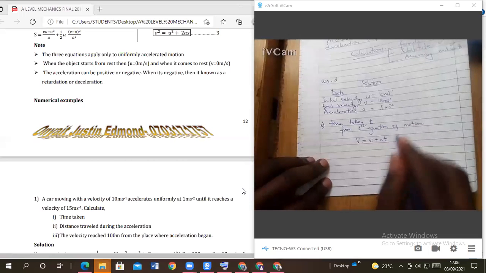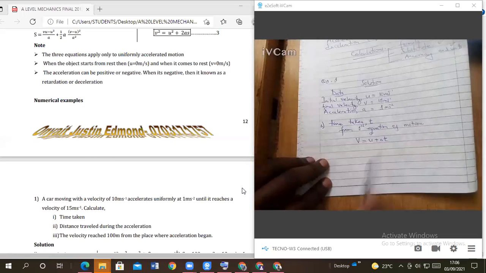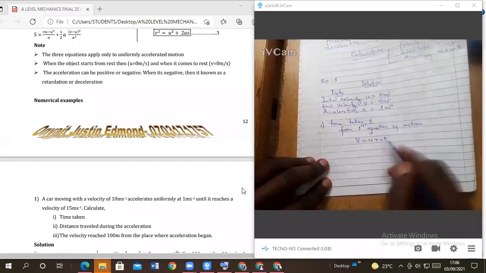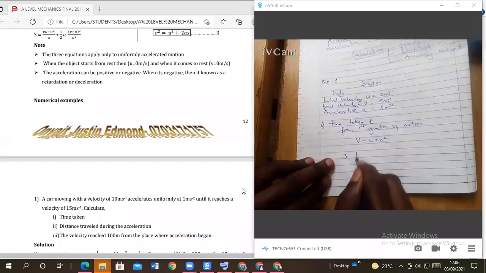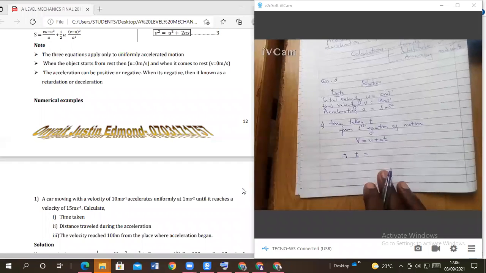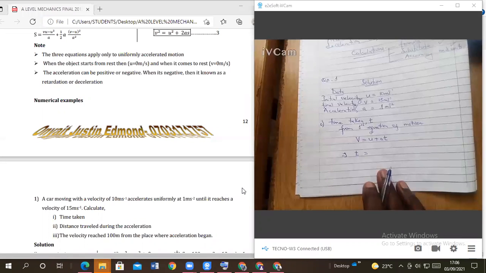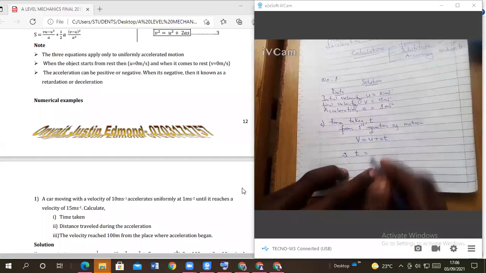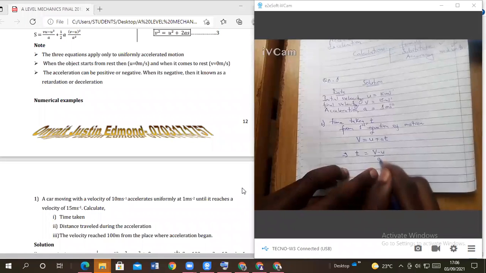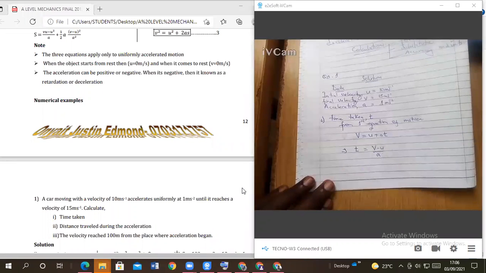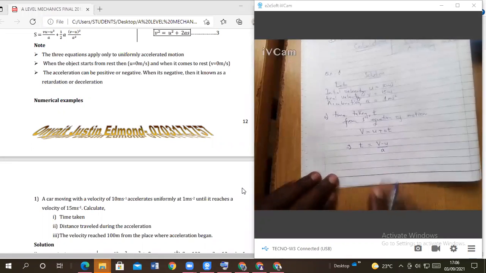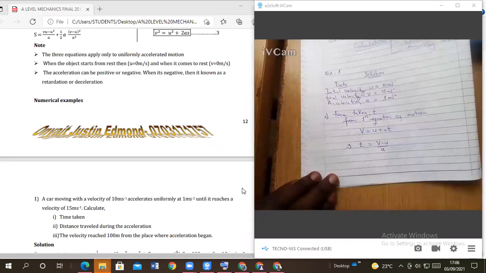Before even substituting, make sure that what you want is the subject of that equation. We are looking for time t. So can you make t the subject first before substituting anything to avoid errors? To avoid what? Errors. So t equals v minus u over a, that will be our time taken, not so? After writing this, make the substitution.